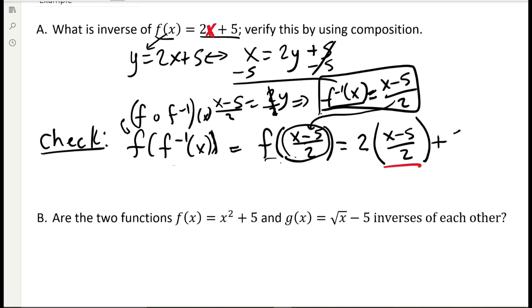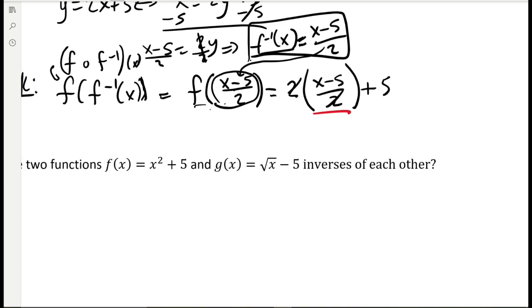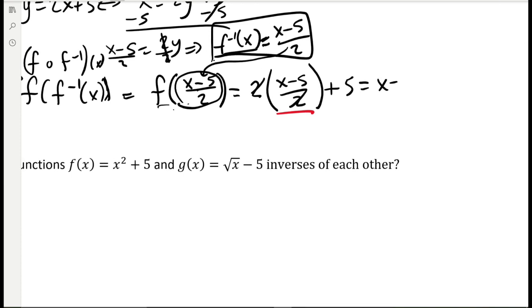And then plus 5. So if you have multiple x's, you're going to replace all the x's with x minus 5 over 2. All right, so now notice that the 2's cancel out here, leaving you with x minus 5 plus 5, which cancel, leaving you with x. So far, so good. Remember that we get x if they're inverses.